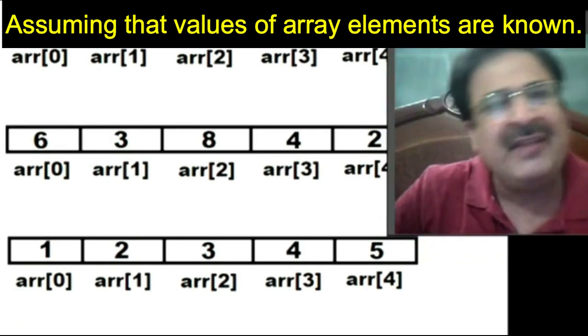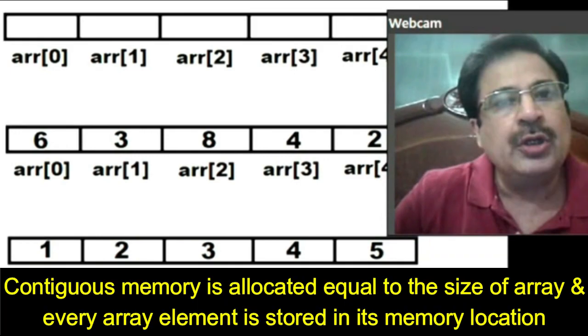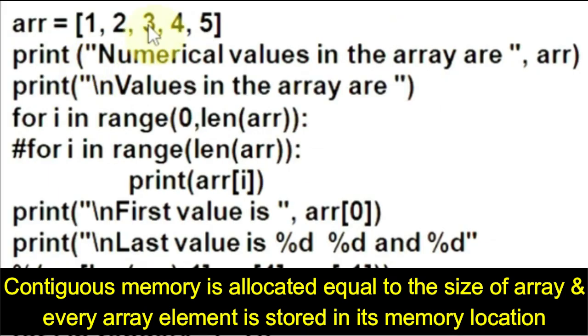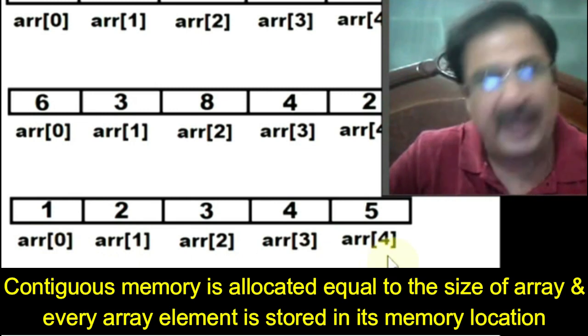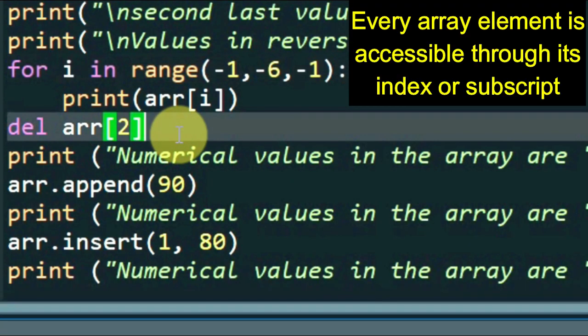You can have any values, 65, 82, whatever. Just to make the program simple, I am taking this sequence of values, and obviously they will be assigned to the index locations from 0 till 4. Python also gives you some ready-made functions. It is deleting the element at index location 2.